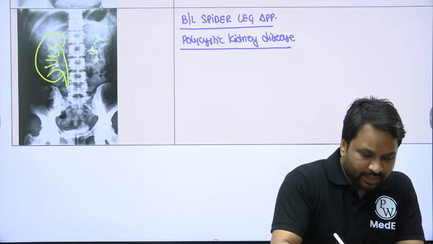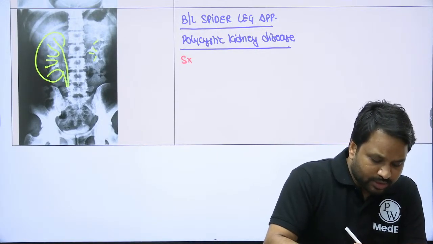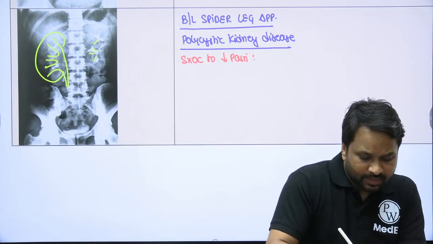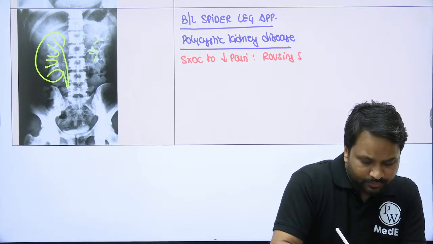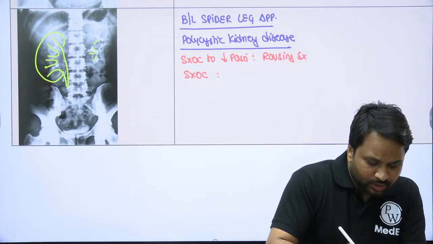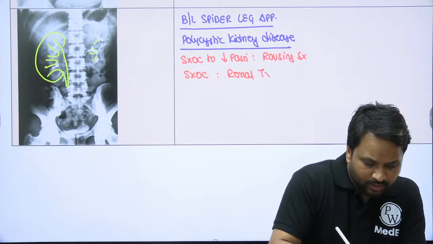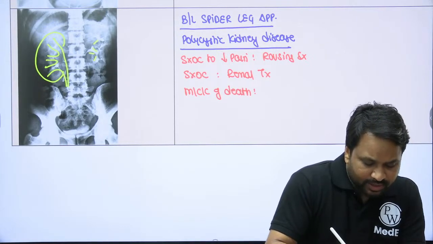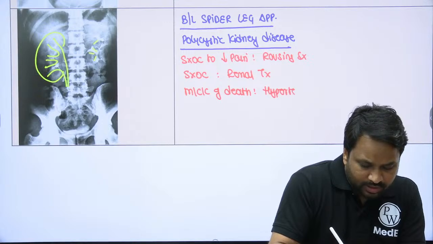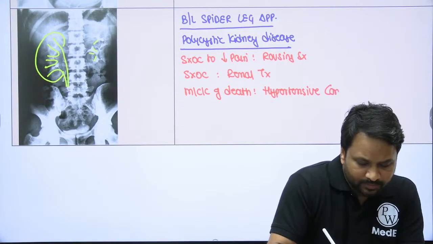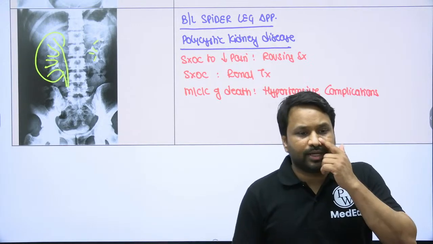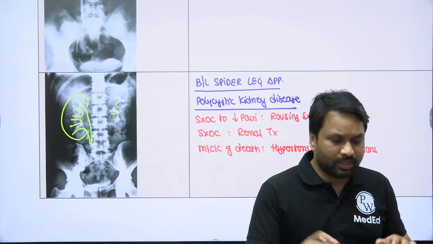Now, in any patient of PKD, what is the surgery of choice to reduce symptoms, or I can say to relieve pain in PKD? And the answer is going to be Rovsing surgery. What is the surgery of choice? It is going to be renal transplant. The most common cause of death in a patient of polycystic kidney disease is your hypertensive complication. Right? That's about your polycystic kidney.